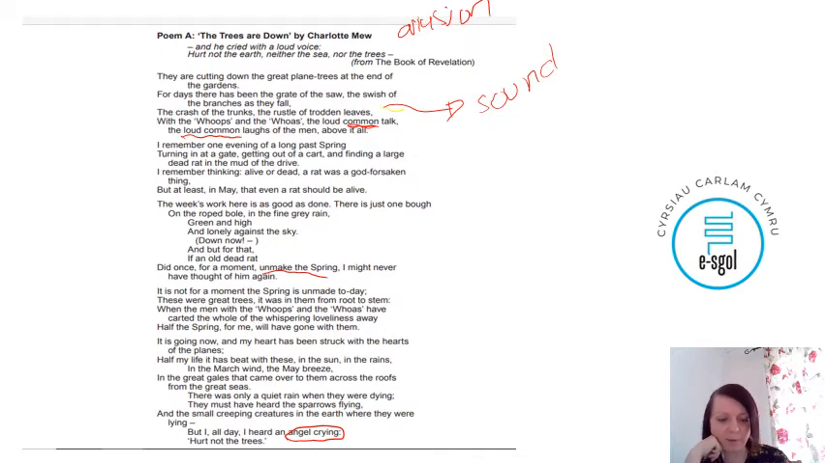The first line of the poem opens with, they are cutting down, and we're pushed right into the middle of the action, okay? It dives directly into the poem, and it leaves the reader almost wondering who the they are. It opens with this phrase, they are cutting down the great plane trees at the end of the gardens. So it makes us wonder who the they are. Then, like I said, we've touched on the onomatopoeia. You've got the onomatopoeia of the men and the tools cutting the trees.